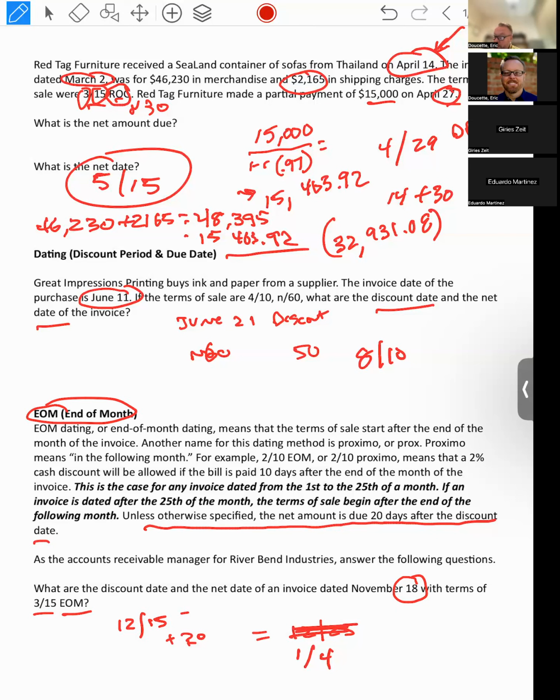So that brings you to January 4th. That means that everything would be due on January 4th. So 12/15 plus 20 days brings you to January 4th, because there's 31 days in December. You can't miss the 31 days. All right, that's end of month terms.